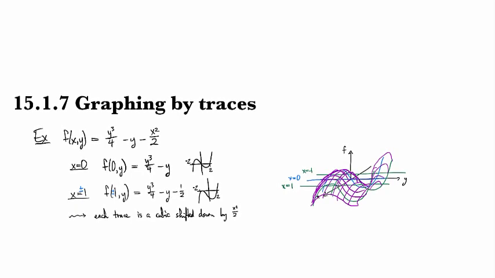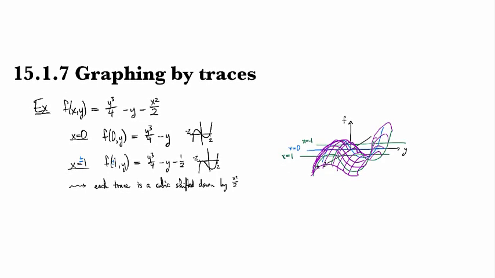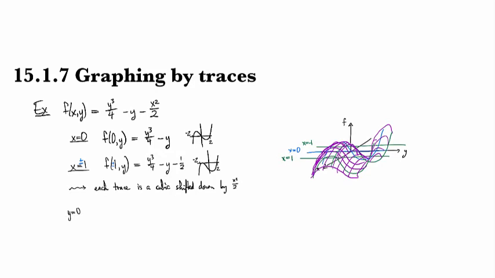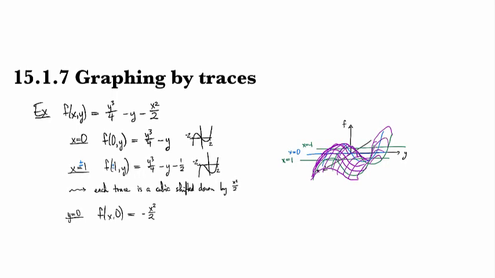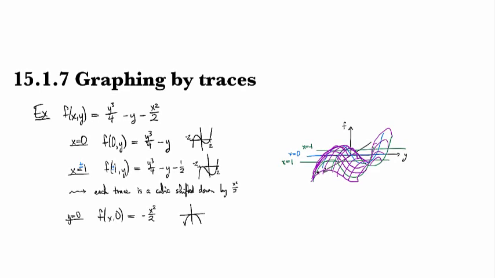Maybe you didn't like that. Maybe you're like, for the example that you chose, doing the X traces turns out to be absolutely gummy. Then you can do traces the other way, right? So let's look at the trace where y equals 0. So then we've got f of x, 0 is equal to minus x squared over 2. All right, so that's going to give us a downward opening parabola like this.